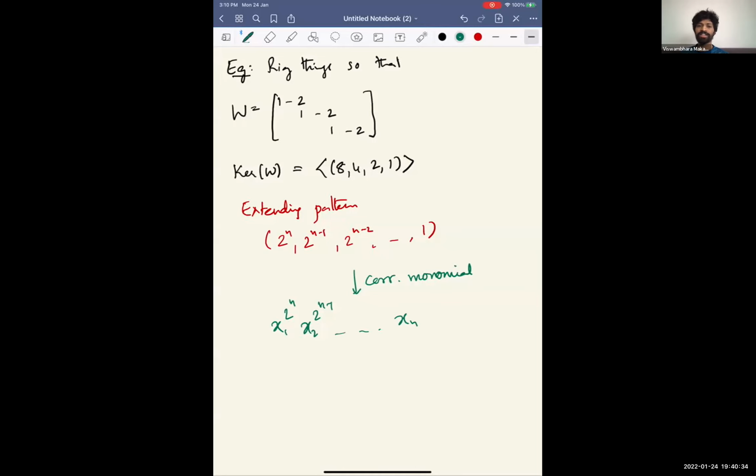Okay, so that's an example of what you can do when you're faced with torus actions. It's kind of easy to generate if you work yourself a little bit.